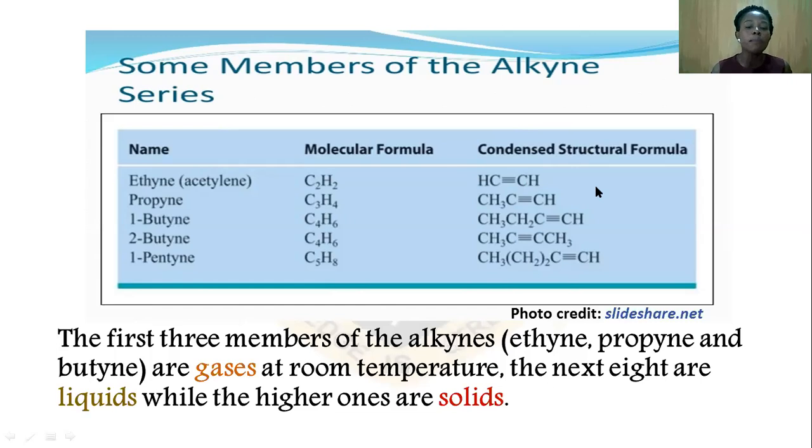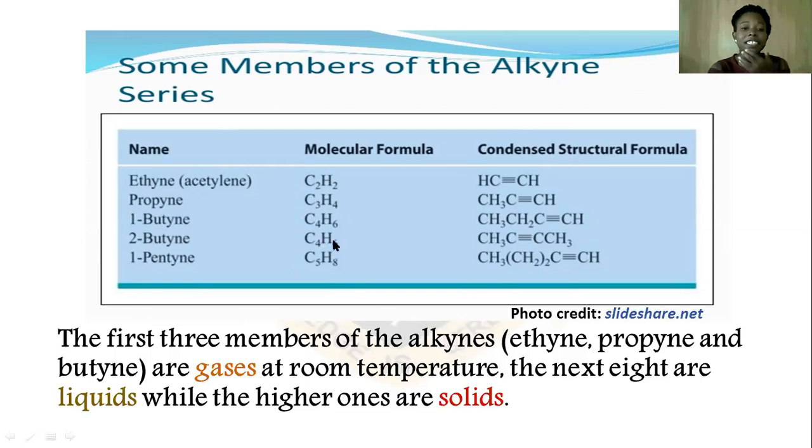Then you have but-1-yne, or 1-butyne, which is C4H6. You see that the triple bond is on carbon 1. Then in this other case, you have 2-butyne. So you have the double bond, I mean the triple bond, on carbon 2. So you have the other one.